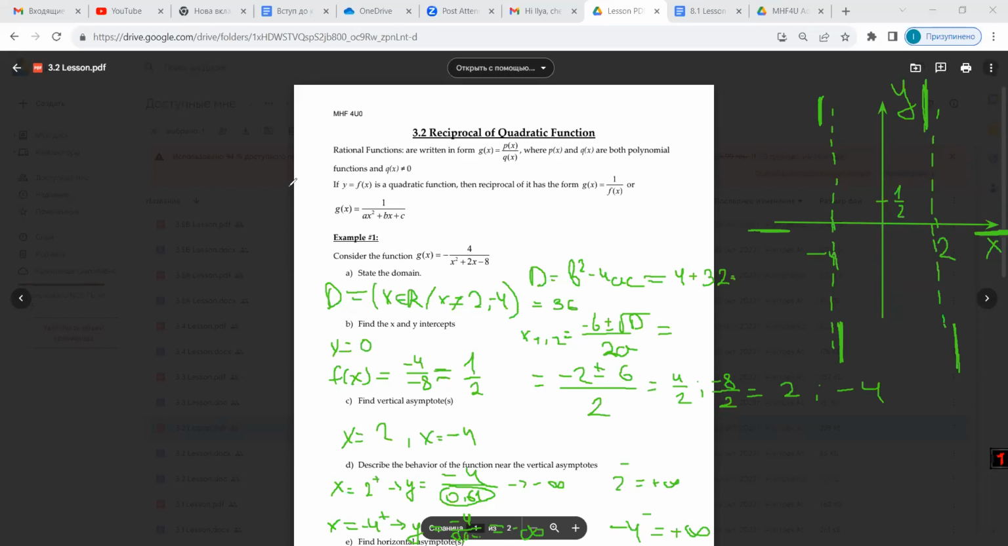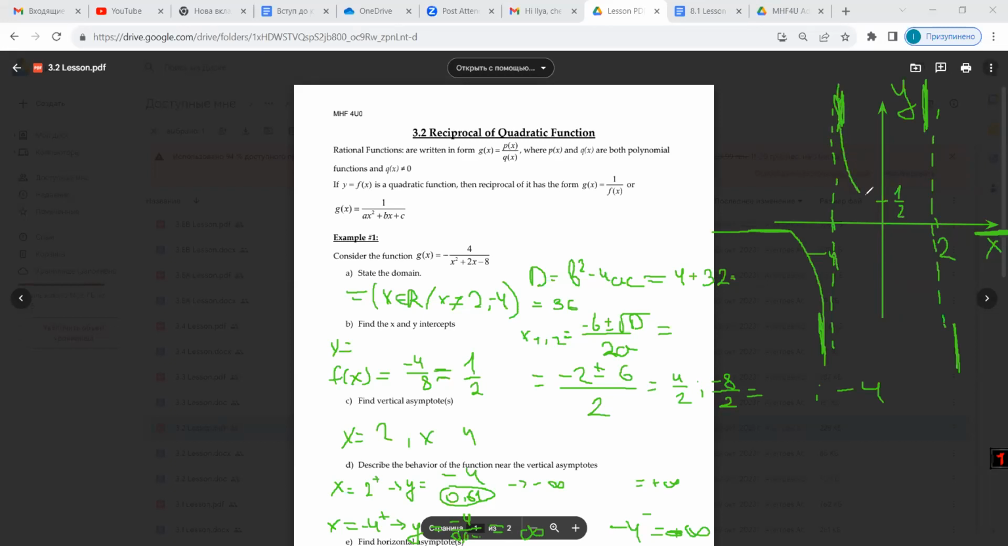So I think I made a mistake here when finding the behavior around -4. I believe it's going to be positive infinity to the right-hand side and negative infinity to the left-hand side. So we're going to have it here, and this is here. So what's happening is that to the left-hand side from -4, we're going to have something like this.